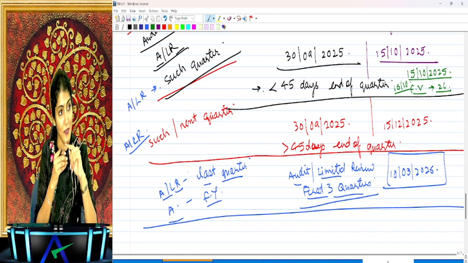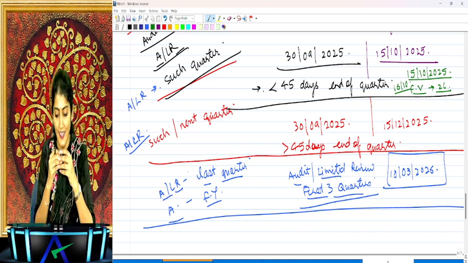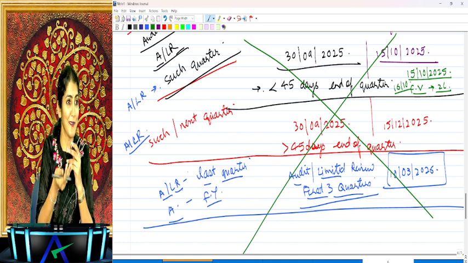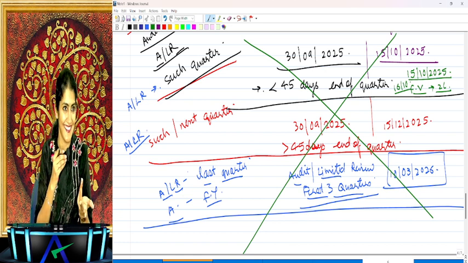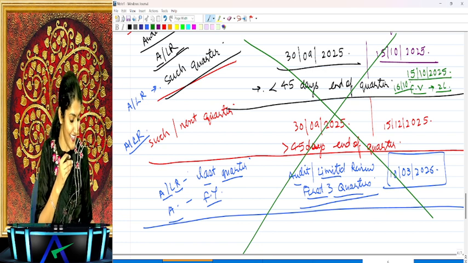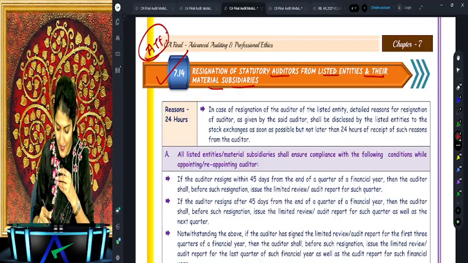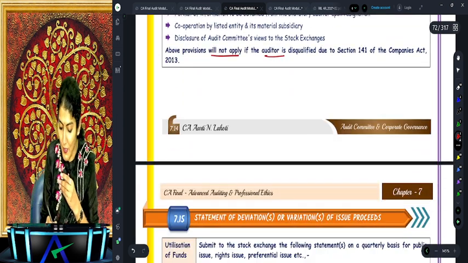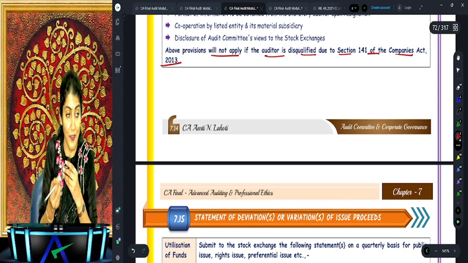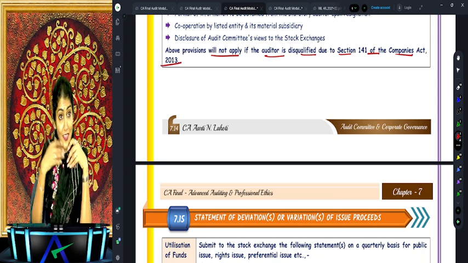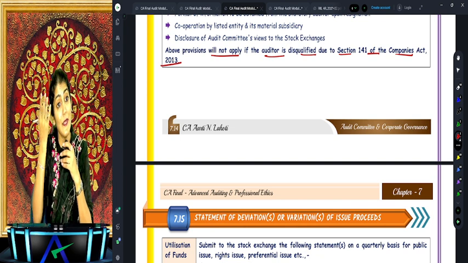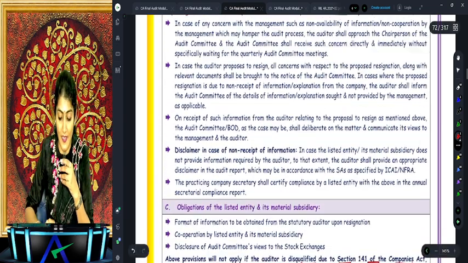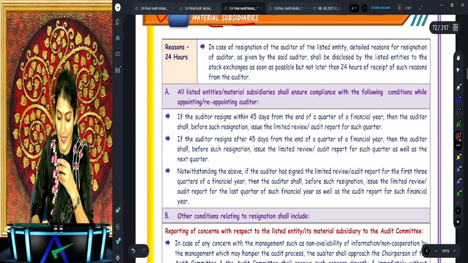If any of the disqualification under 141(3) gets attracted, then none of the above will apply. So it is an easy way for the auditor to get away. You understand? Read the last sentence on that page. It says the above provisions will not apply if the auditor is disqualified due to section 141 of the Companies Act. Nothing of the above will apply once the auditor is deemed to have vacated his office, and such vacation shall be deemed to be a casual vacancy in the office of the auditor. Are you understanding that? Okay.